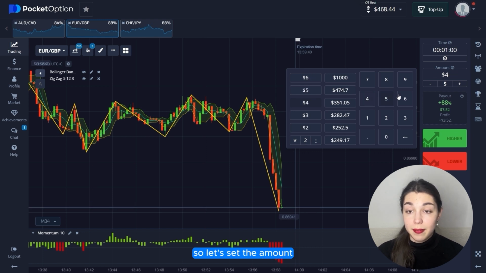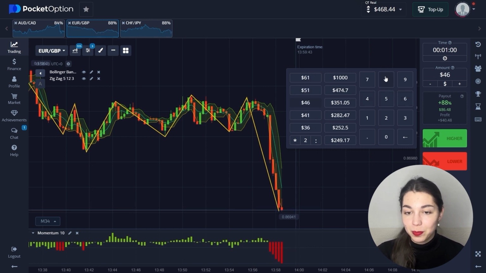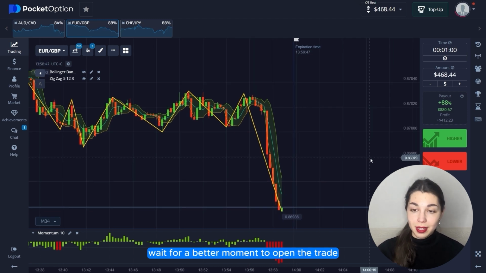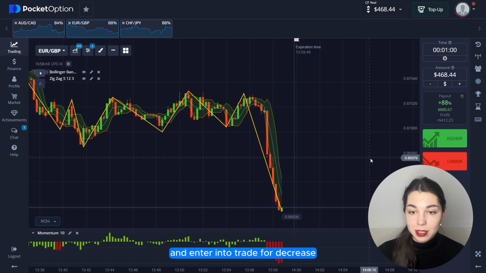So let's set the amount. Wait for a better moment to open the trade and enter into trade for a decrease.